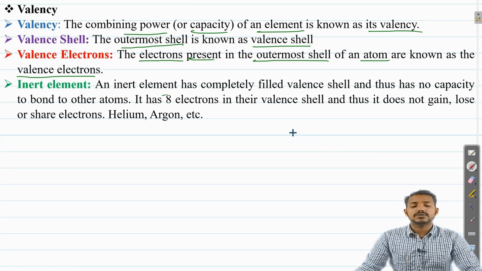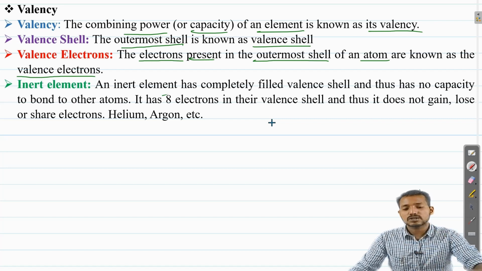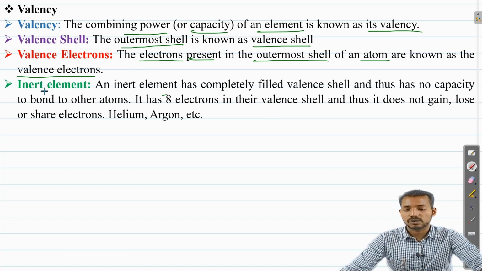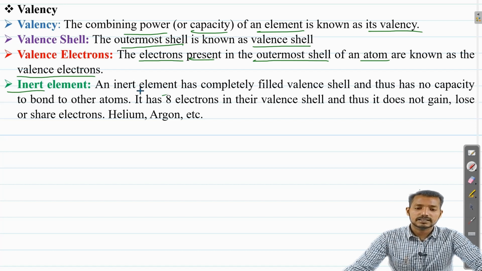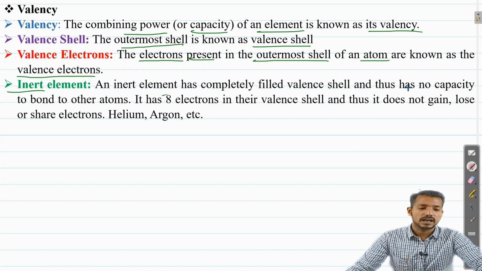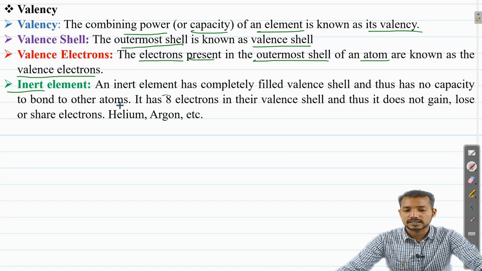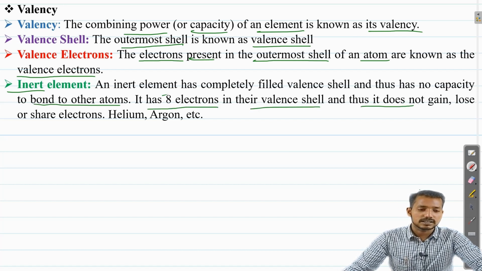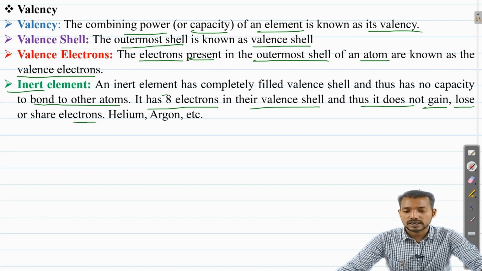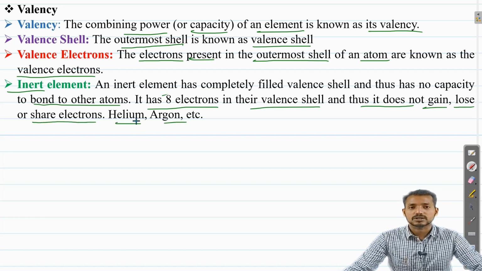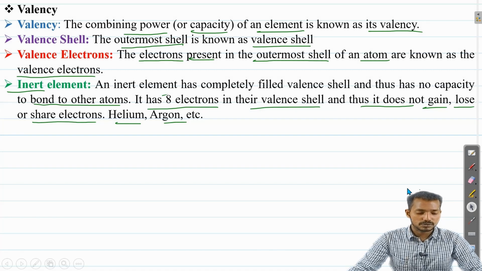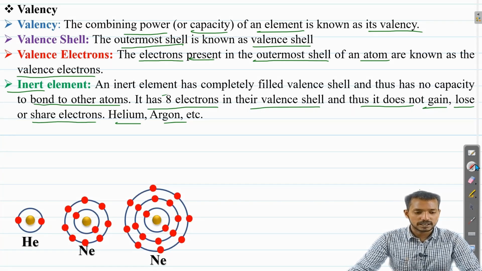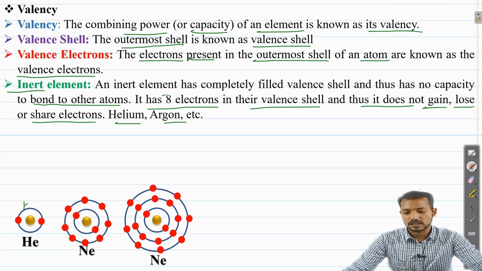And the next term we are going to remember: the elements with zero valence are called inert elements. An inert element has a completely filled valence shell and thus has no capacity to bond with other atoms. It has 8 electrons in its valence shell and thus does not gain, lose or share electrons. Examples are helium, argon, etc. I will show you the atomic structure of those atoms. In the case of helium, this is the K shell. The maximum number of electrons allowed is 2. Am I right? So it is already filled.